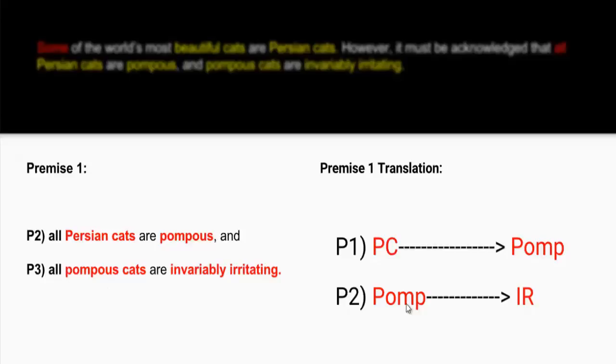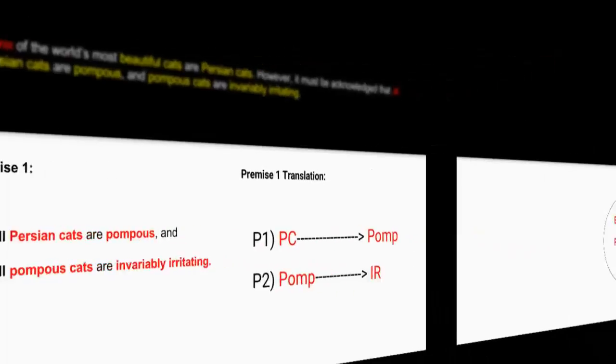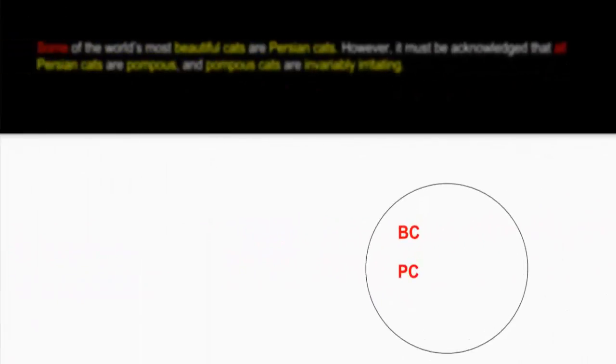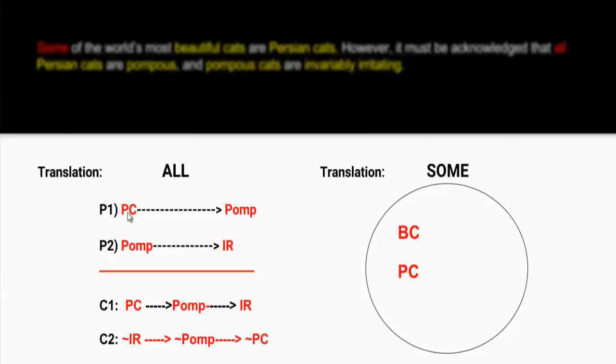So that's what we have here. Pompous arrow irritating. Of course, up to this point, you should know that we can hook these two premises together. So we can basically say this. We can hook it all together in a transitive form and say PC arrow pompous arrow IR, irritating.